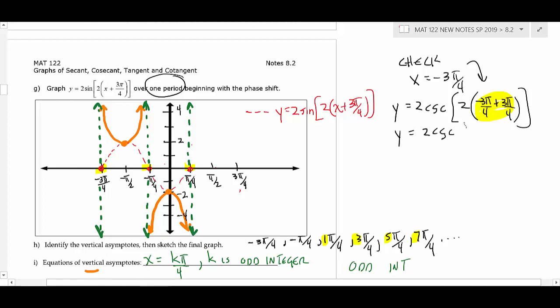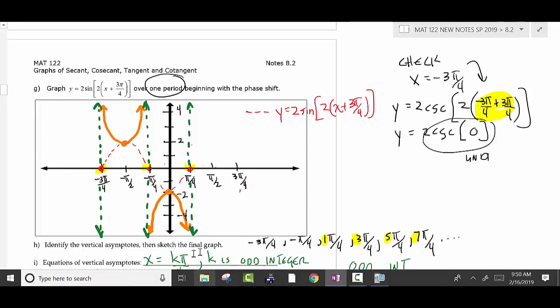So it'd be 2 cosecant of 0. Well, the cosecant of 0 is undefined, so we would expect to get an asymptote there. Look at your unit circle if you have to. And then you could do the next point the same way. I'll just go ahead and check one more point, and then we'll see if that's right.